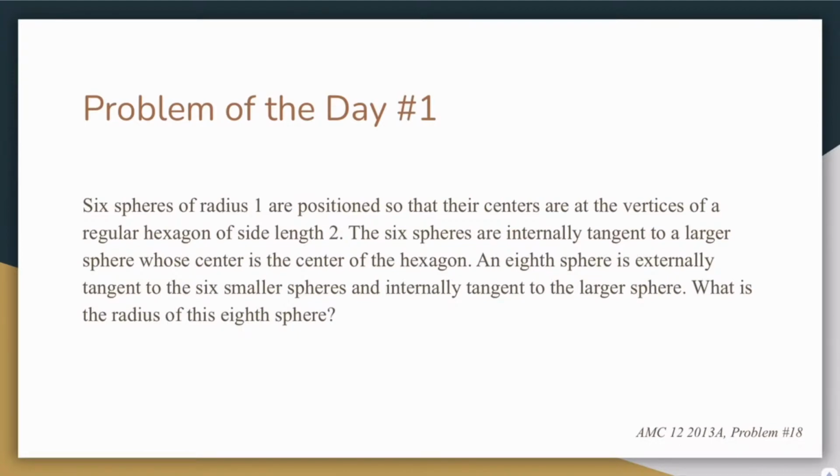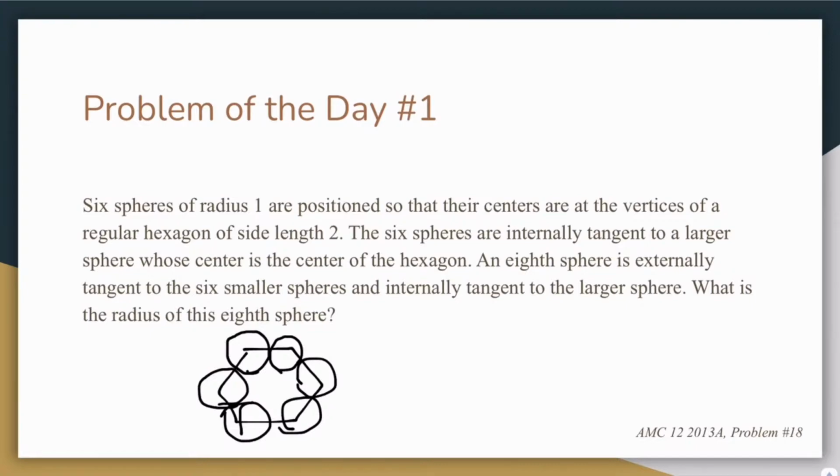We can start by first drawing the hexagon. So this is what the hexagon looks like. And we know that each side has side length 2, and that there's a sphere of radius 1 positioned at each of the vertices. So it looks vaguely like this. And then there's a larger sphere, whose center is at the center of the hexagon, and who is internally tangent to the six smaller spheres.